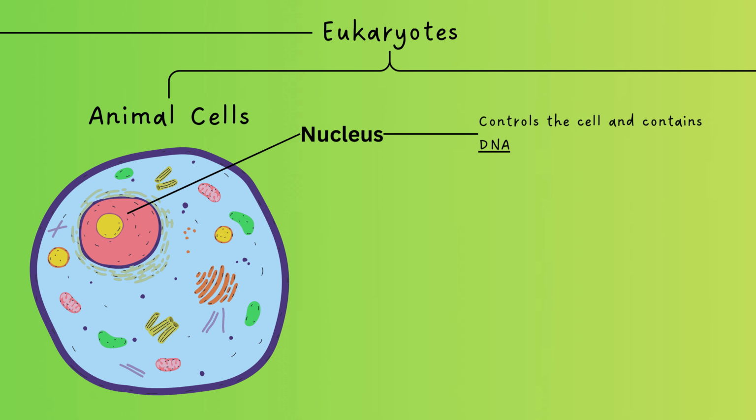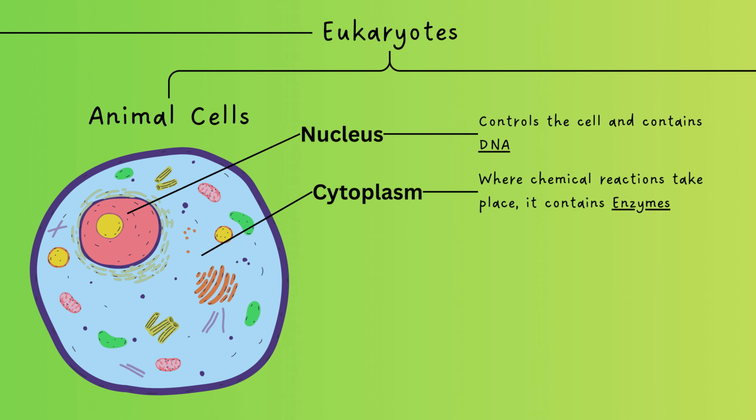Eukaryotic cells have a nucleus. This controls the cell and contains all the DNA packed up into a tight single structure. It's usually depicted as purple because that tends to be the colour that they turn when they are stained with methylene blue under a microscope.